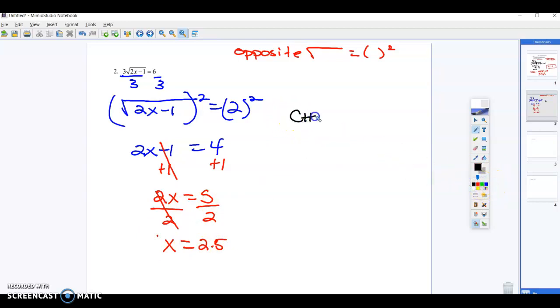Now, step 4 does say that we need to check for extraneous solutions. And yes, you have to check on every single problem. The reason why is because sometimes it can give you something that's not equal on both sides, and we're going to see that on, I think, example 4, but we're going to check this one. So if we plug 2.5 into my equation, let's check and see if that gives us the answer. So 2 times 2.5 is going to give me 5.